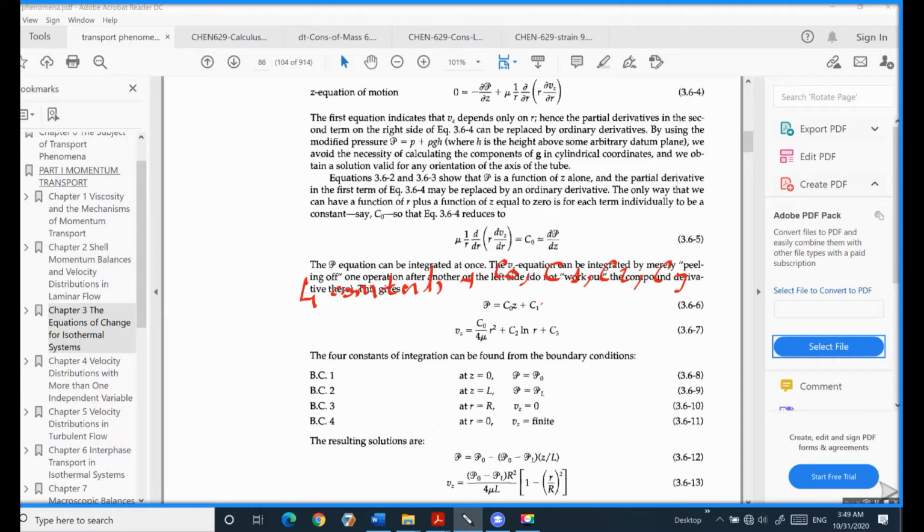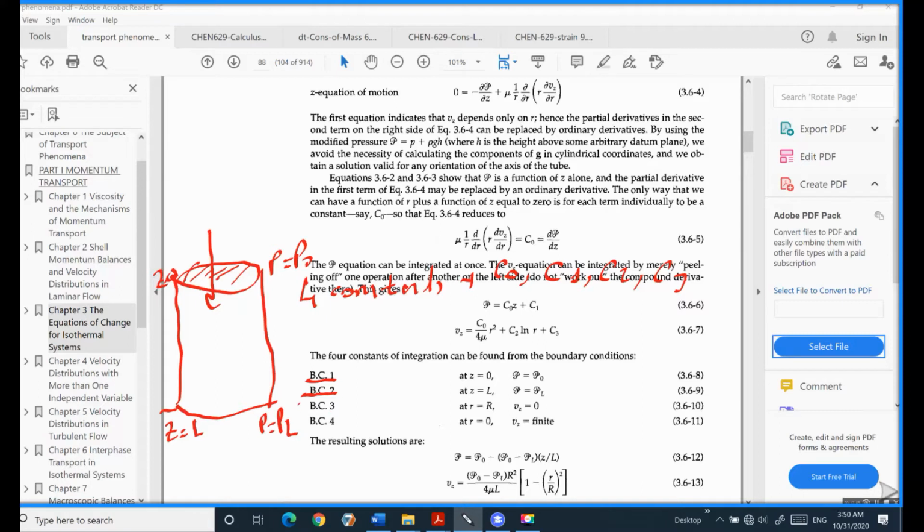To find these unknowns, we need to define 4 boundary conditions for this problem. Again, the flow is going through the tube in this direction. The first boundary condition comes from z equal to 0, which is the entrance of the tube. We have p equal to p0. The second boundary condition we set at the exit, at z equal to L, where we obtain P equal to PL. So this is the second boundary condition. We are going to use these two boundary conditions in this equation to solve for C0 and C1.